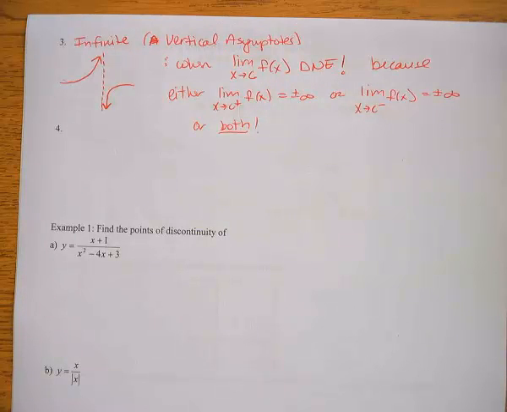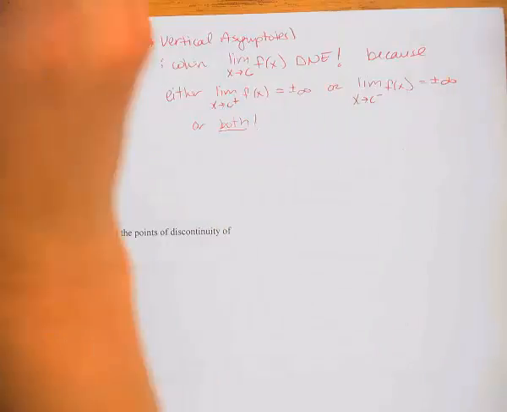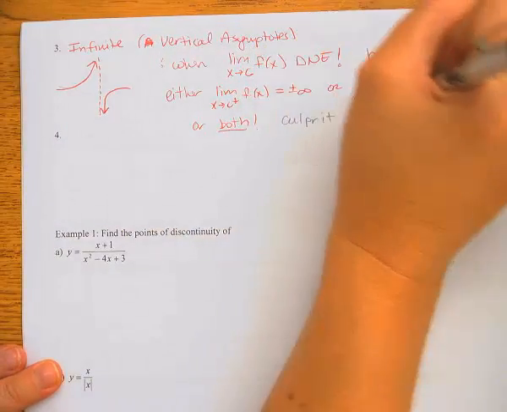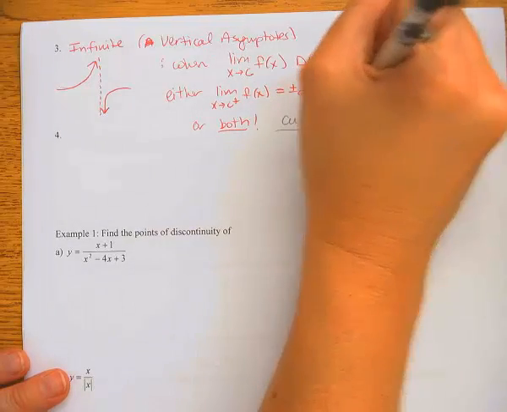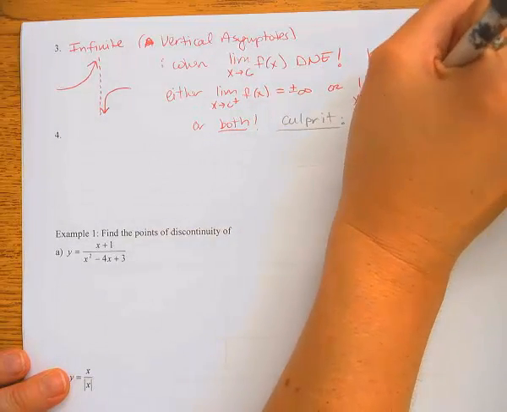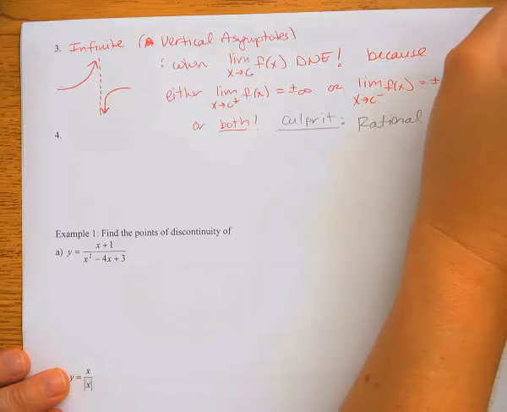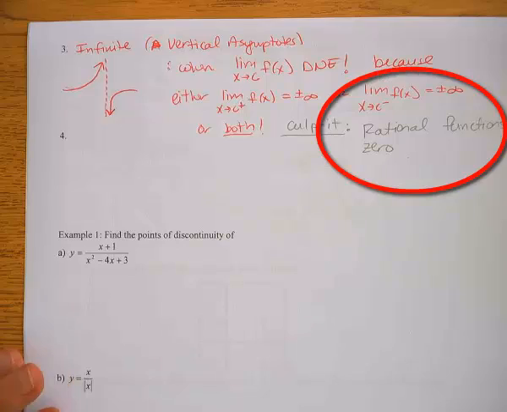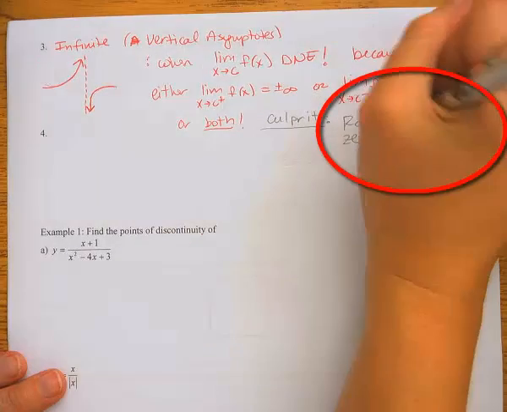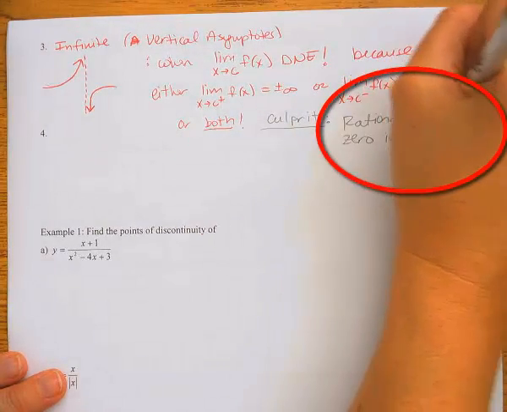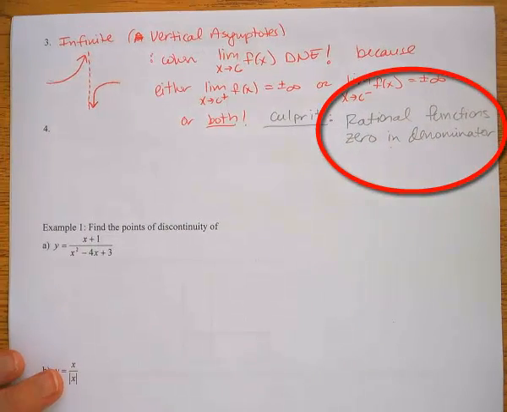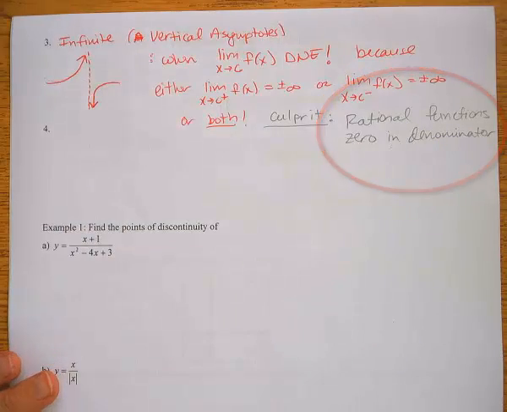So the one and only culprit for these discontinuities are rational functions, because more often than not, a 0 in the denominator creates an asymptote. Sometimes it's a hole, but more often than not, it's an asymptote. So whenever you have those zeros in the denominator, we're looking at an infinite discontinuity because it's a vertical asymptote.